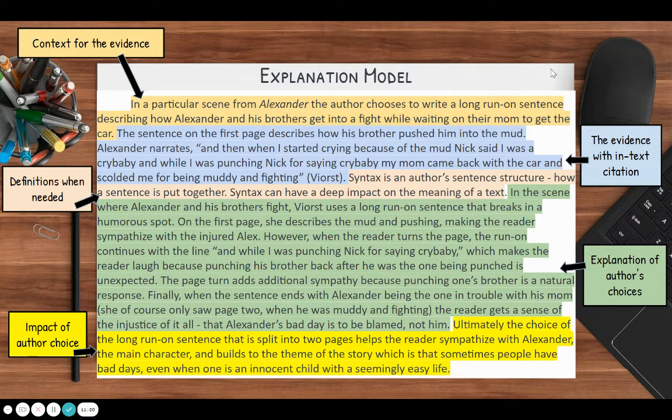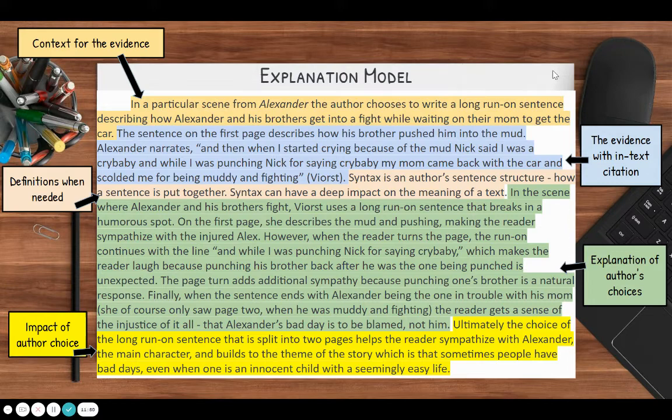Finally, when the sentence ends with Alexander being the one in trouble with his mom, she, of course, only saw page 2 when he was muddy and fighting. The reader gets a sense of the injustice of it all, that Alexander's bad day is to be blamed, not him. Ultimately, the choice of the long run-on sentence that is split into 2 pages helps the reader sympathize with Alexander, the main character, and builds to the theme of the story, which is that sometimes people have bad days, even when one is an innocent child with a seemingly easy life.